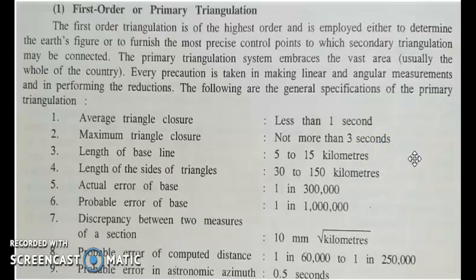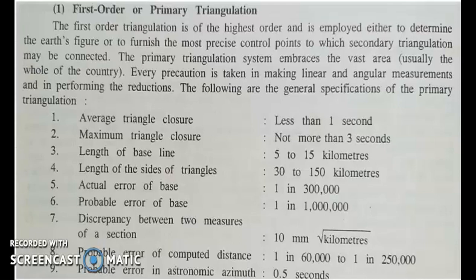Length of the baseline will be around 5 to 15 kilometers. Then the length of the sides is supposed to be around 30 to 150 kilometers. Actual error of the base will be 1 in 3 lakhs, and the probable will be 1 in 10 lakhs. Discrepancy between two measures of a section is around 10 millimeters. Probable error of computed distance will be 1 in 60,000 to 1 in 2.5 lakhs. Then probable error of astronomic azimuth is 0.5 seconds.